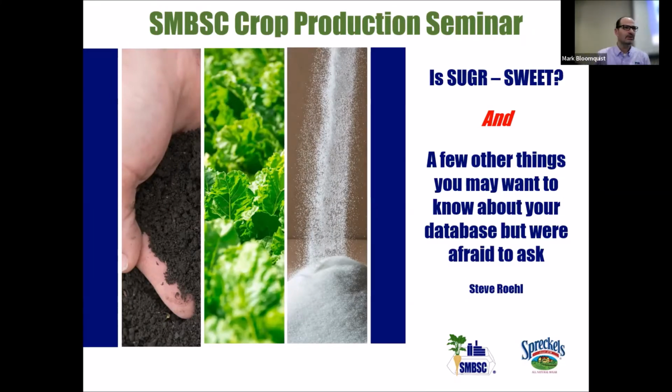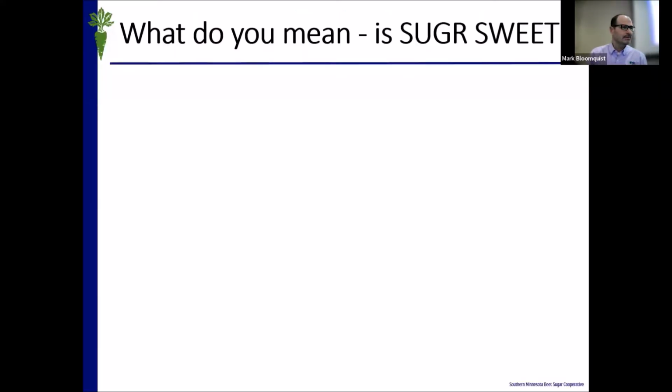Today, I want to talk about a couple of different topics. I'm going to spend the majority of the time talking about the first premise in the title there, is sugar sweet. We'll get into what that means in a little bit, and then spend the last 10 minutes or so, hopefully, just talking about some of the other things on your cost-per-leaf spot database that you may have wanted to know, but were afraid to ask. So I've got a lot of stuff to cover. I'm going to move fairly quickly, but let's go ahead and get right into it.